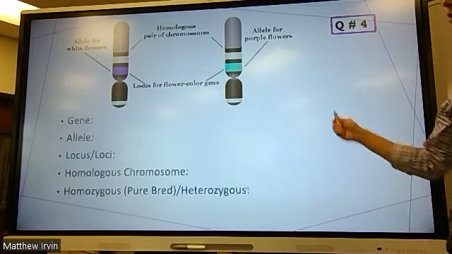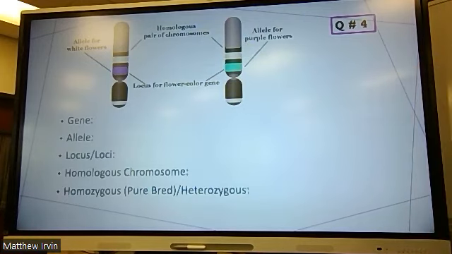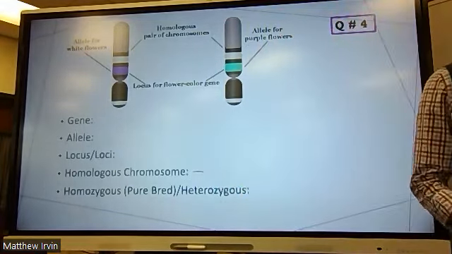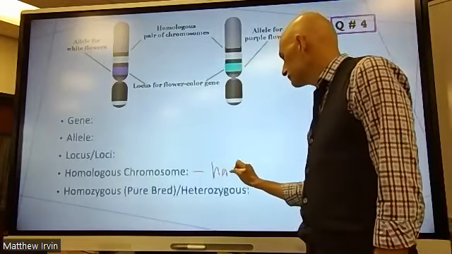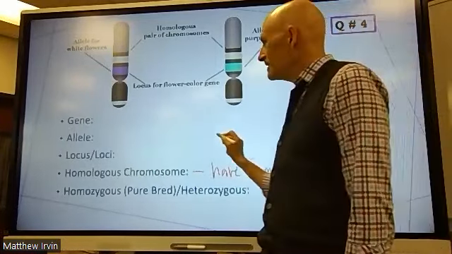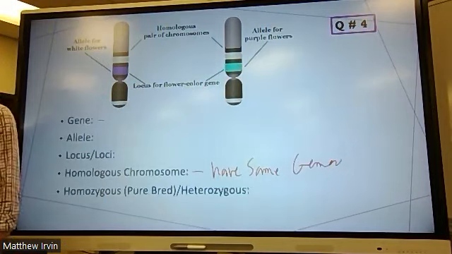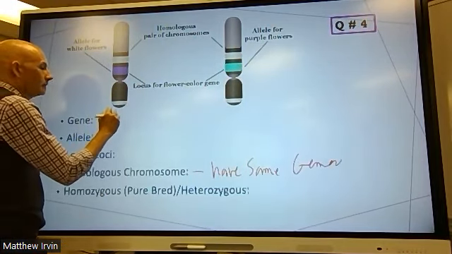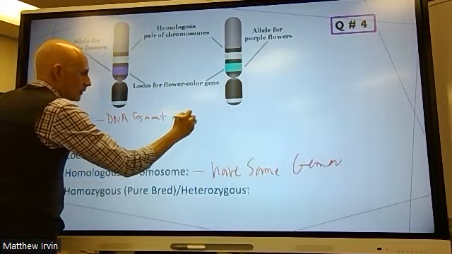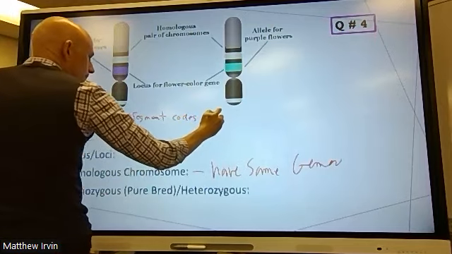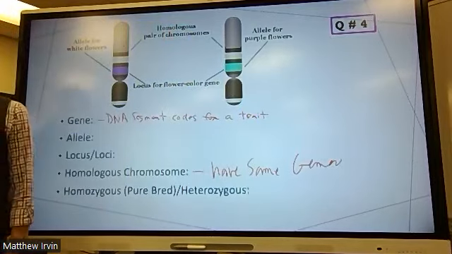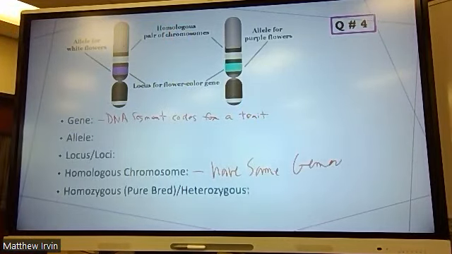All right, so when we look at this, we've got 2 homologous chromosomes. And when we say homologous chromosome, what do we mean? They have the same what? They have the same genes. And what is a gene? Coding for a certain... correct. A DNA segment that codes for a particular trait. Could be protein, could be an RNA, could be something.